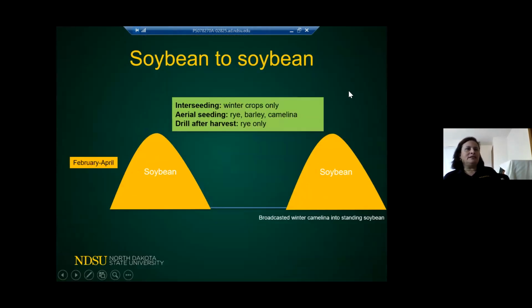Soybean to soybean is a similar story, except that you have a little more time than in corn. Usually it comes off a couple weeks before. You can do interseeding at V6, but I'll show you really all the work we've done. When you interseed in soybean too early, all the crops under the canopy die.